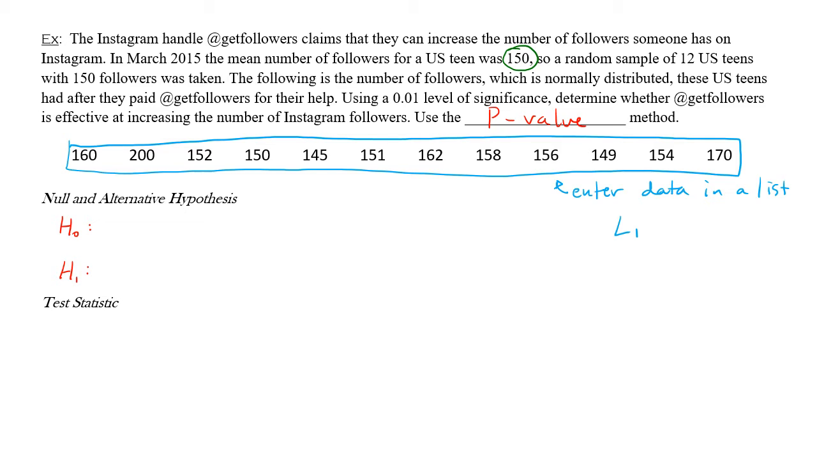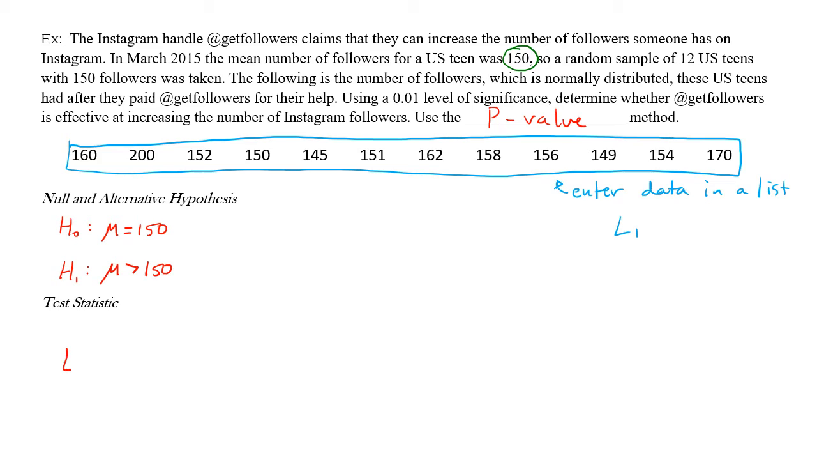So in this case, our claim is that the mean number of followers is 150, and the alternative is that this group here, @getfollowers, is effective at increasing the number of Instagram followers. So their claim is that they can increase the mean somehow. Okay, and so this is what we'll be testing.